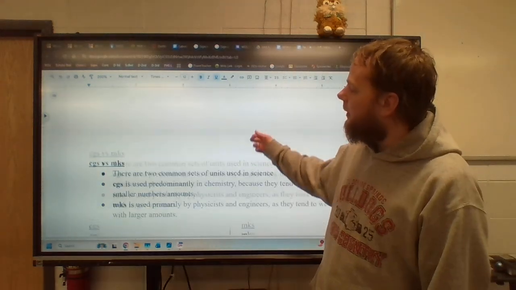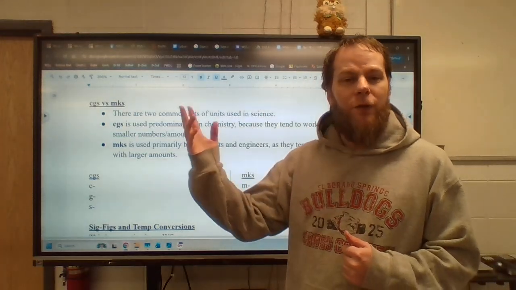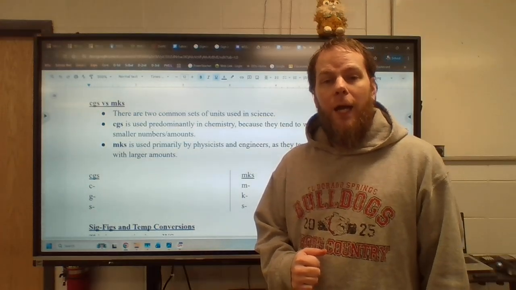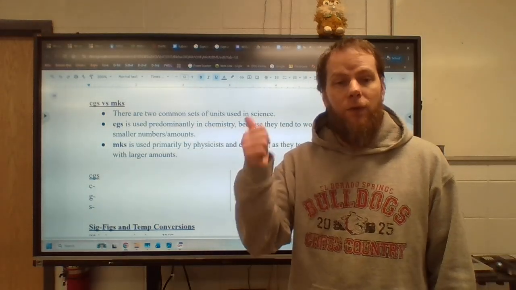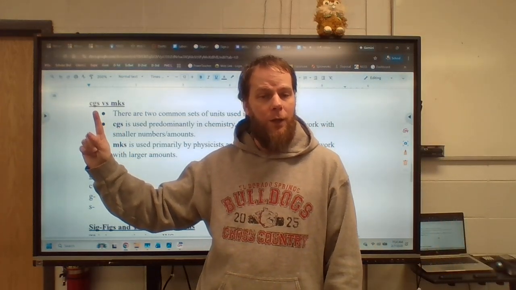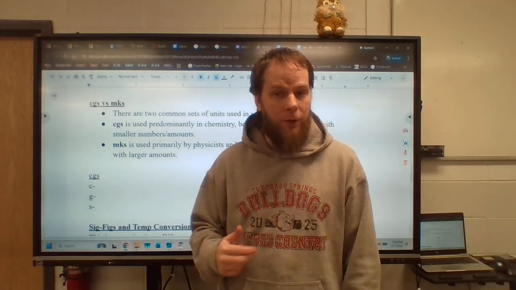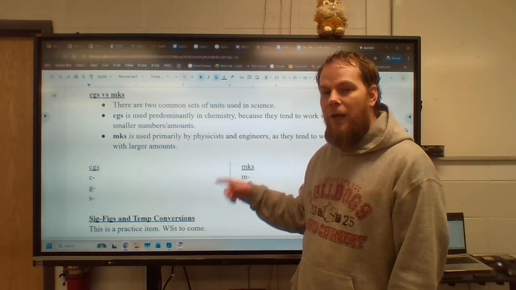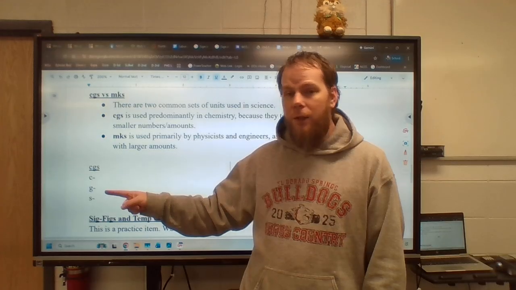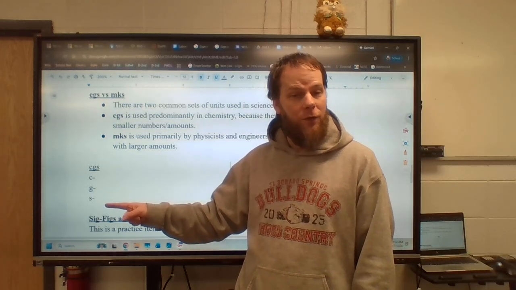And that brings us to our last point, CGS versus MKS. These are simply 2 common sets of units, and they primarily deal with length, mass, and time. So the first letter is the letter for the length unit, the second is the mass unit, and the third is the time unit. So in CGS, we have C, which is length, that's centimeters, G, which is our mass, which is grams, and S, which is seconds for our time unit.